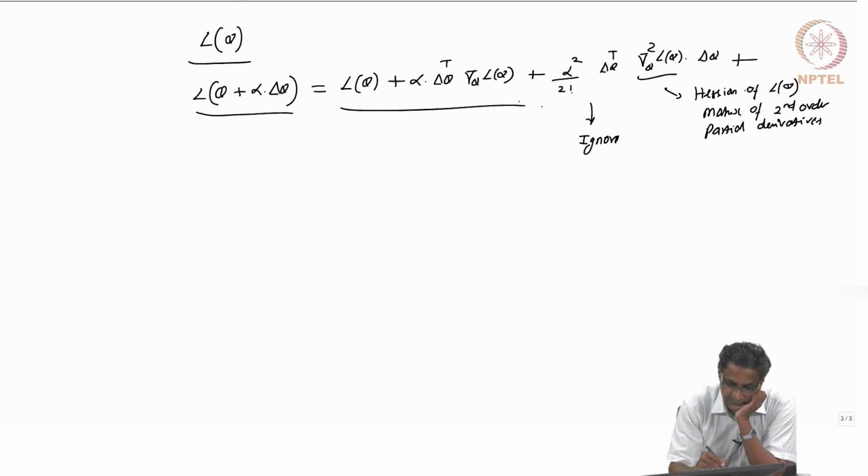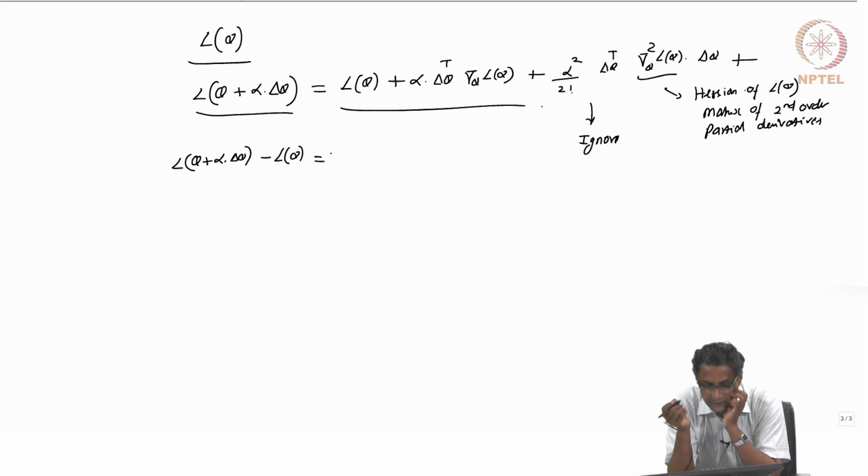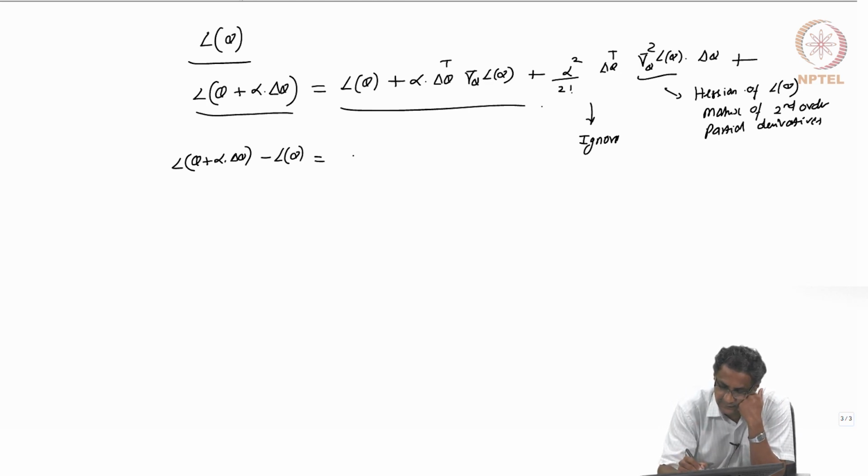Now if you look at L of theta plus alpha delta theta minus L theta, that will be the change in the cost, because L theta is where I already am, and I'm trying to move forward by alpha delta theta. This is nothing but alpha delta theta transpose gradient of L theta.